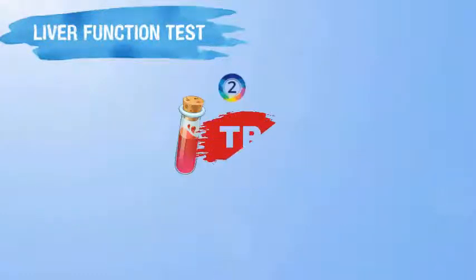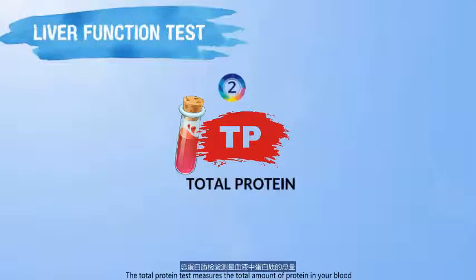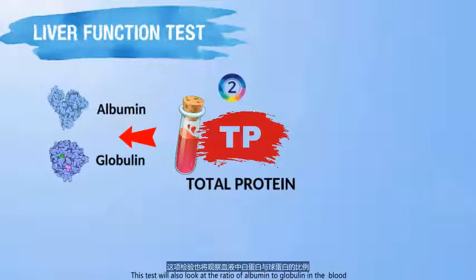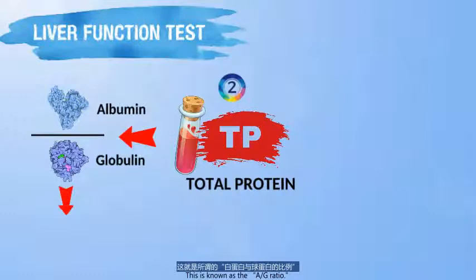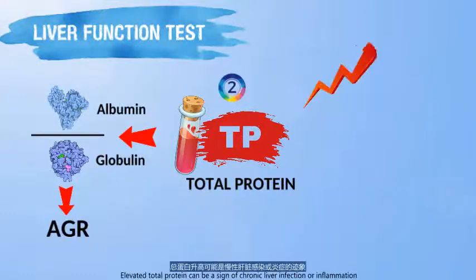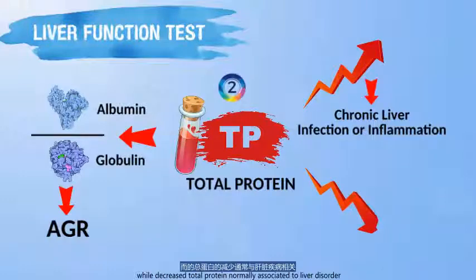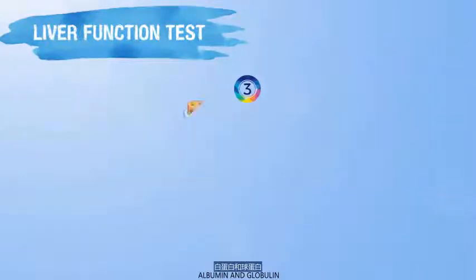Total protein. The total protein test measures the total amount of protein in your blood, which consists of albumin and globulin. This test will also look at the ratio of albumin to globulin in the blood. This is known as the A/G ratio. Elevated total protein can be a sign of chronic liver infection or inflammation, while decreased total protein is normally associated with liver disorder.